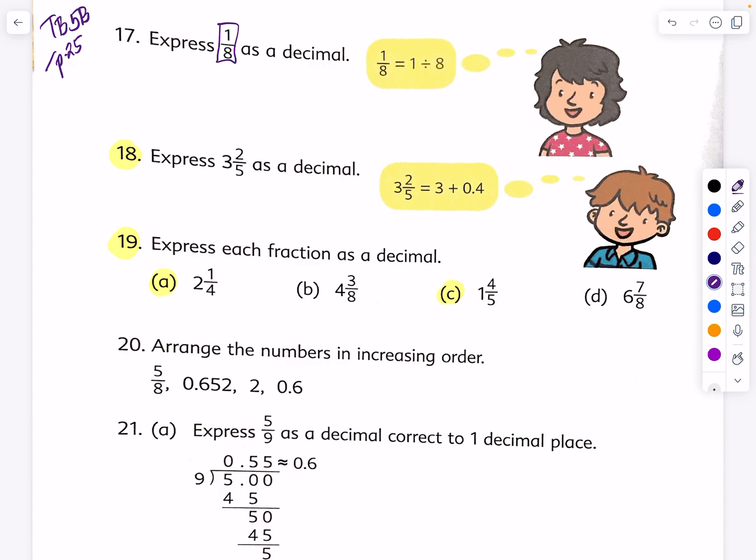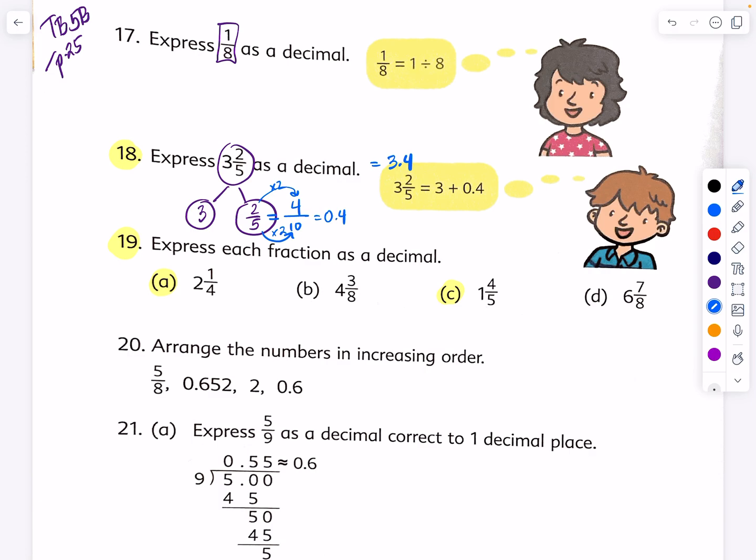So let's first start with 18. Express 3 and 2/5 as a decimal. Now I hope everybody can see that 3 and 2/5, a mixed number, can be split into 3 and 2 out of 5. So the only thing we have to do is convert 2/5 into its decimal equivalent. Well, we do know that 5 goes into 10 2 times, right? What we do to the bottom, we must do to the top, and we have 4/10, or we can write it as 0.4. Therefore, the final answer to express 3 and 2/5 as a decimal would be 3.4.